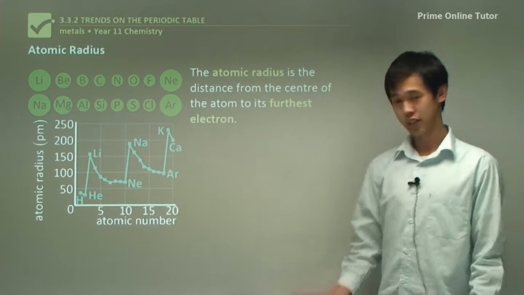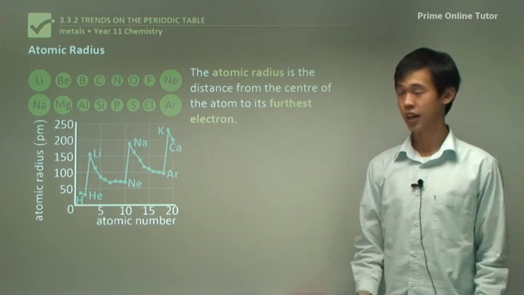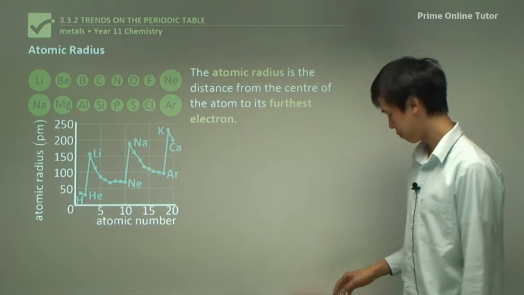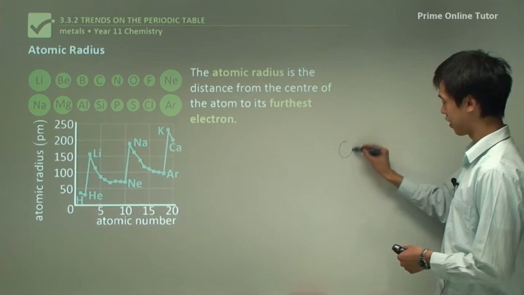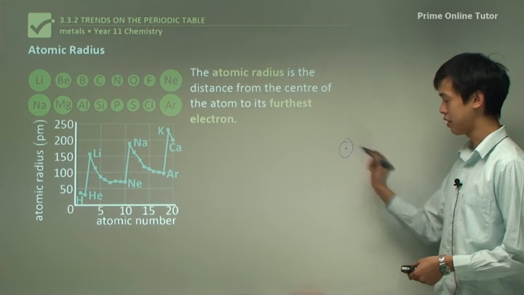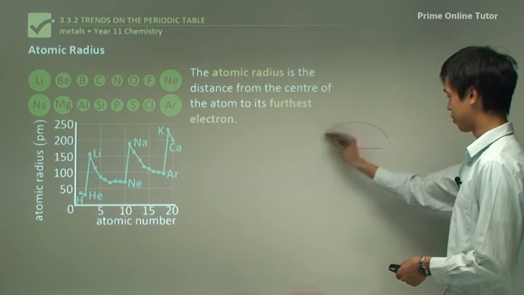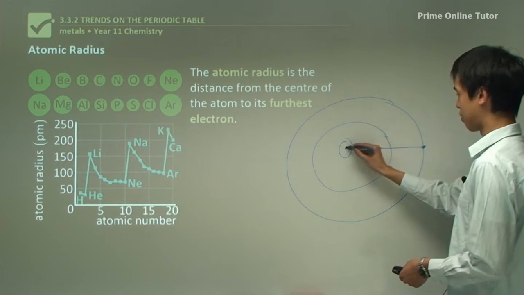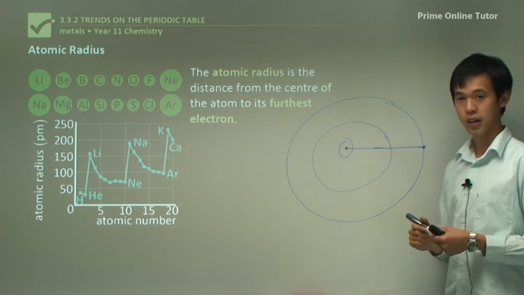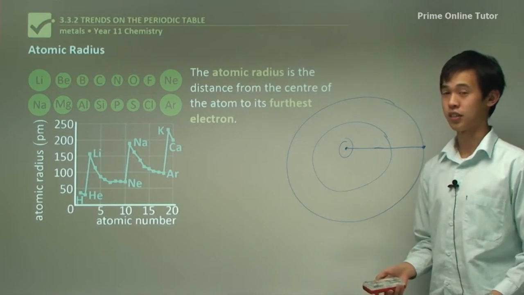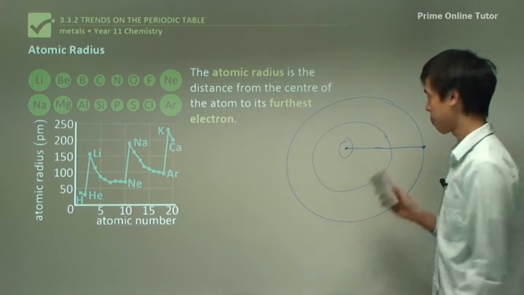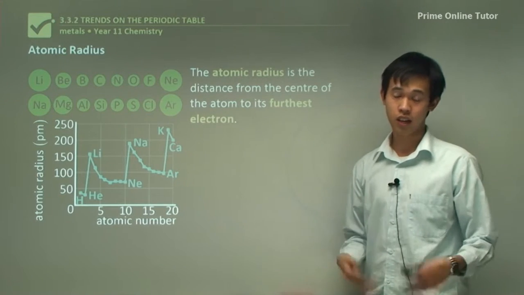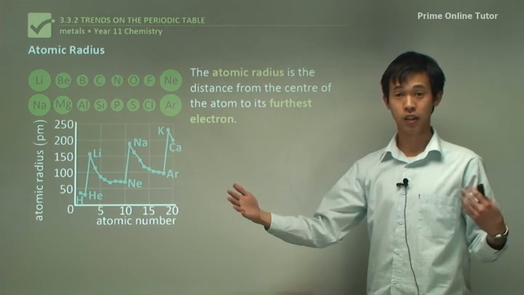So the first thing we're going to look at is the atomic radius, okay? And the atomic radius is basically the distance between the center of the atom and the furthest most electron. So for instance, if I had the nucleus here, the center of the atom would be here, and then if there was one shell and then two shells, the radius would be from here to here, okay? So that's what we mean by to the furthest electron. If there was another shell, the radius would be bigger. So essentially you can think of it as the more shells an atom has, the bigger the radius will be.